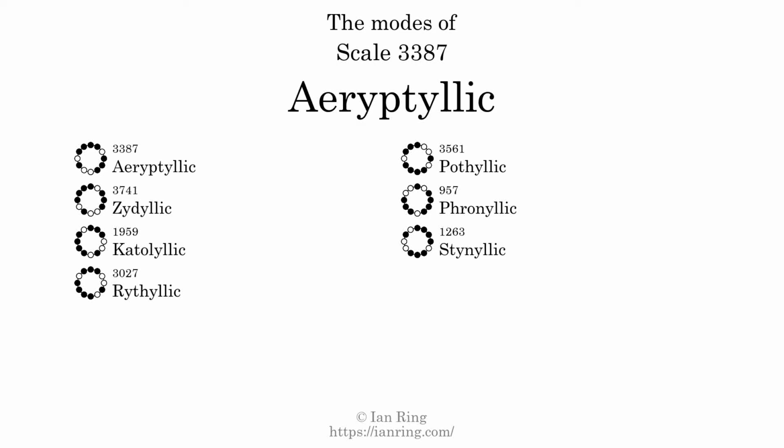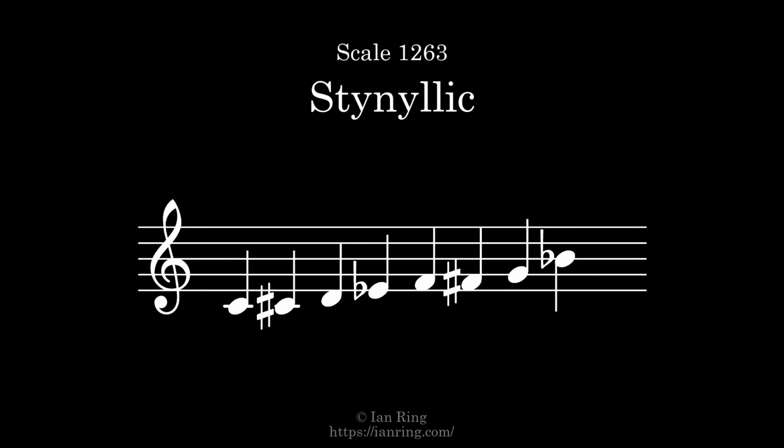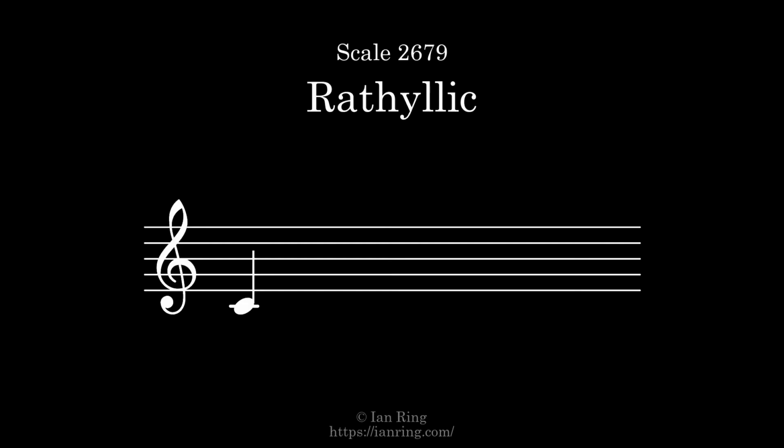The seventh mode is scale 1263, also known as Aeryptyllic. It sounds like this. The eighth and last mode is scale 2679, also known as Aeryptyllic. It sounds like this.